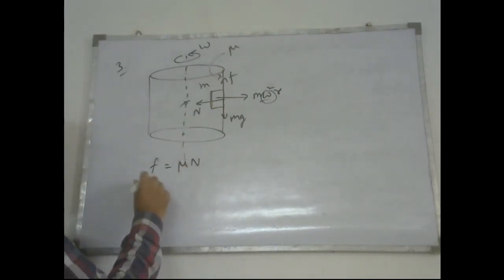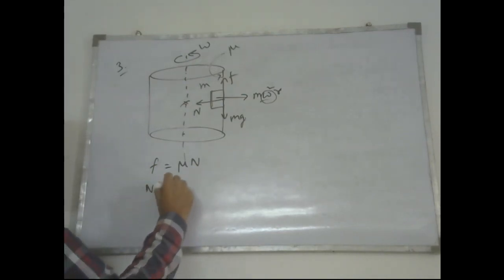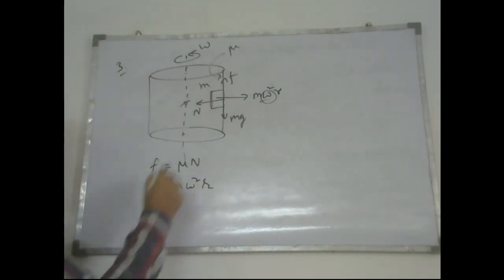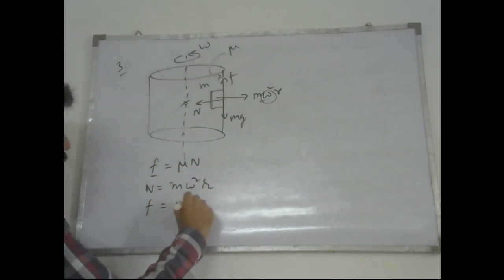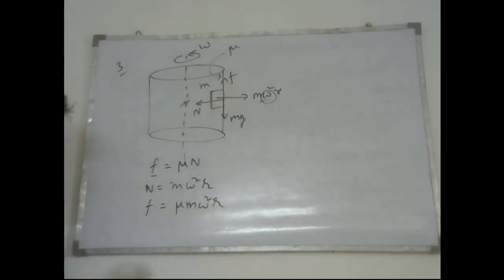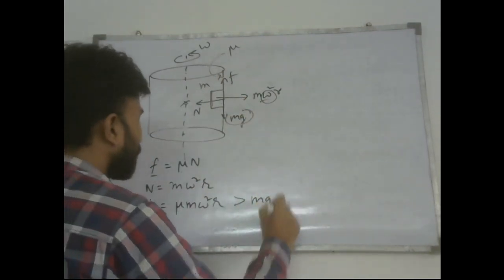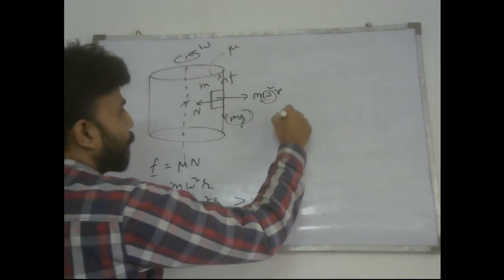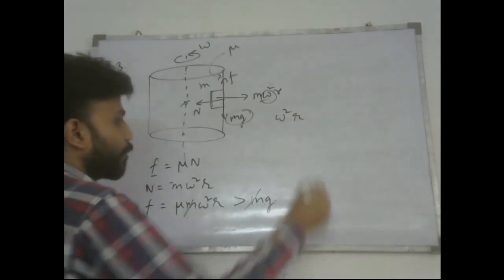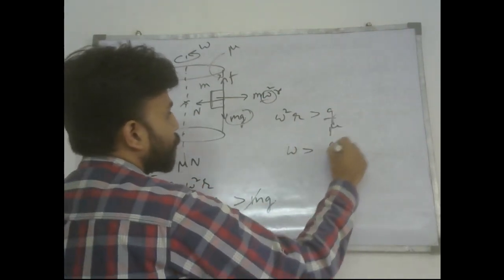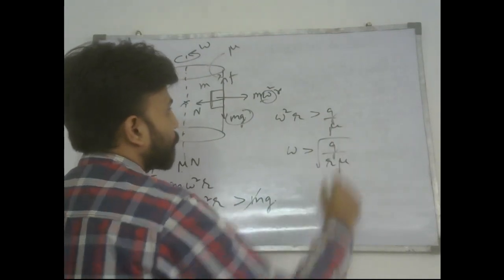So F is equal to mu N, and normal reaction N is equal to m omega square r. So what is the value of friction? Friction is equal to mu times N, so friction would come out to be mu m omega square r. But this friction should be more than the value of gravitational force acting on the mass. That should be more than mg. So we can easily say that omega square r should be more than g by mu, or we can say omega should be more than the square root of g by r mu.